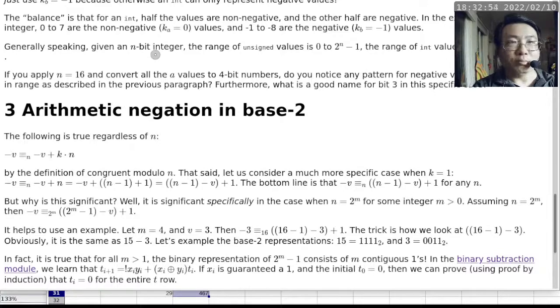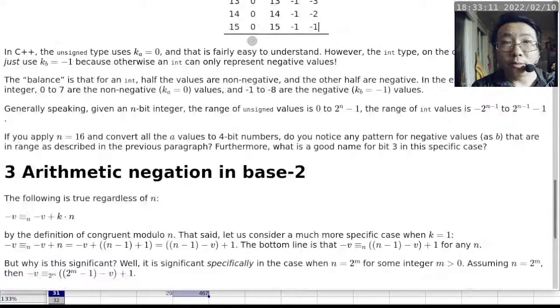So before this, in the new notes here, I used to use a number wheel to represent values, and you can kind of imagine that you're just kind of going around in a circle on the wheel. All right, so let's see right here. So generally speaking, given that you have an n-bit integer, the range of unsigned is going to go from 0 to 2 to the power of n minus 1.